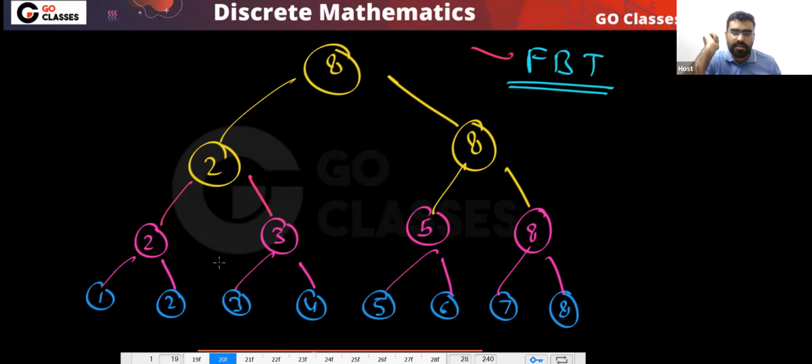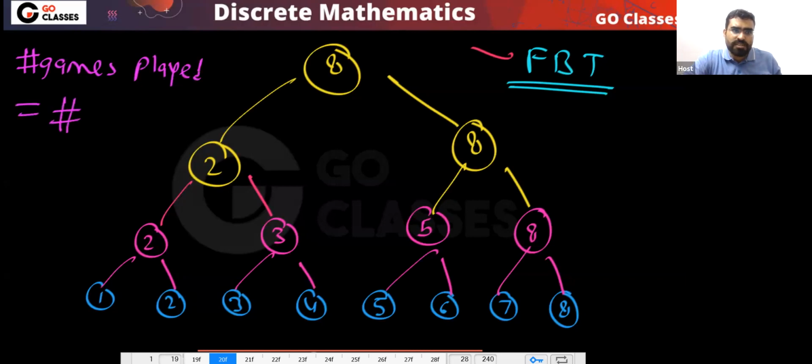Now tell me one thing. How many games are played? What is the number of games played equal to? That is equal to the number of internal nodes. Yes or no? That is equal to the number of internal nodes.